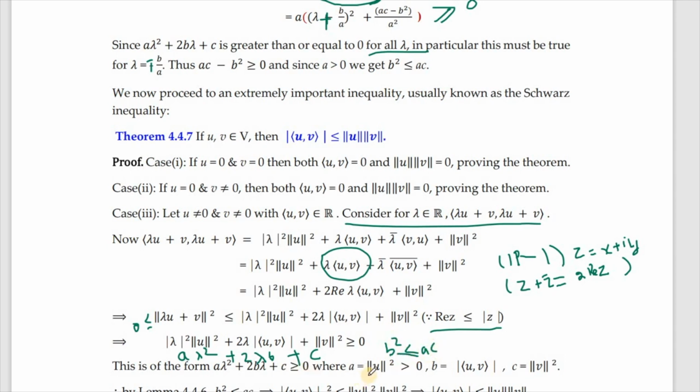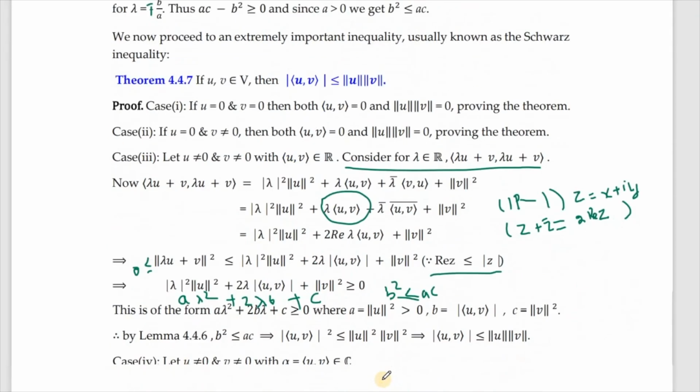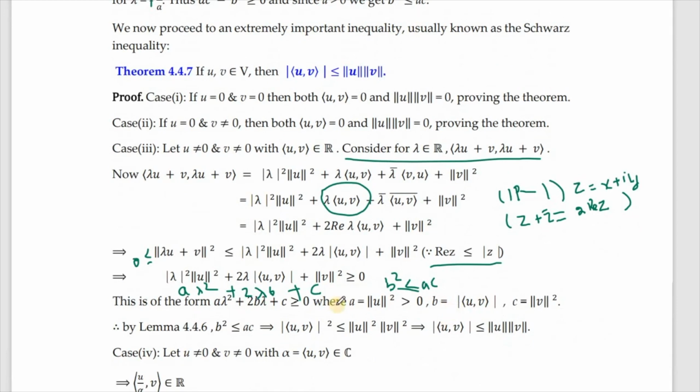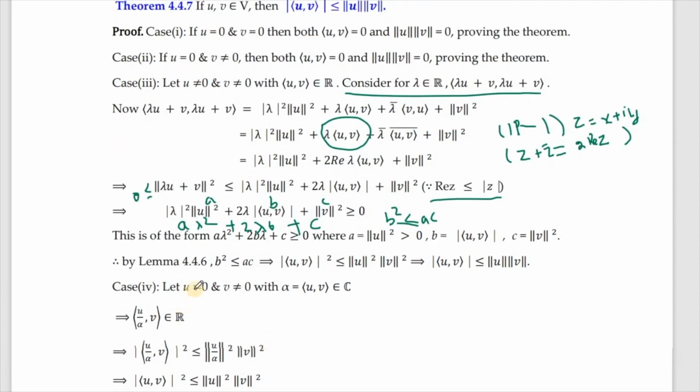So you will have A to be norm U square and B to be modulus of inner product UV. So from here, this is my A, this is my B, and this is our C. So B square should be less than or equal to A into C. So you have this, which in turn implies this. Now suppose you have U and V are non-zero with inner product to be a complex number.